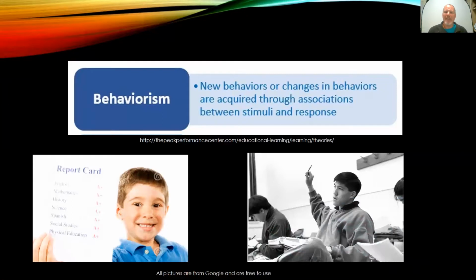Behaviorism. New behaviors or changes in behaviors are acquired through associations between stimuli and response. Basically, behaviorism is using positive and negative reinforcement to achieve a desired response or behavior in the classroom. Students will learn how to achieve different outcomes by applying different responses to varying questions and/or stimuli.